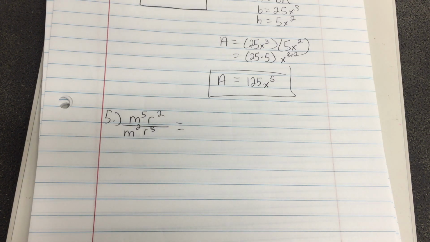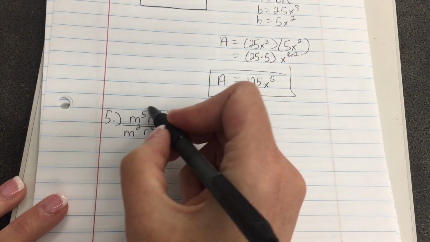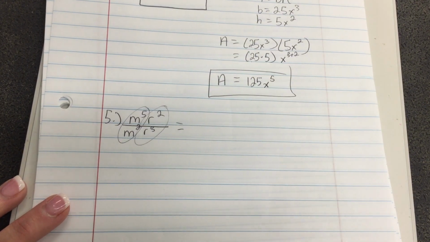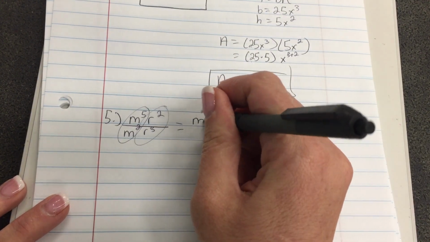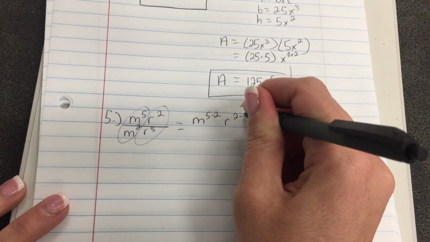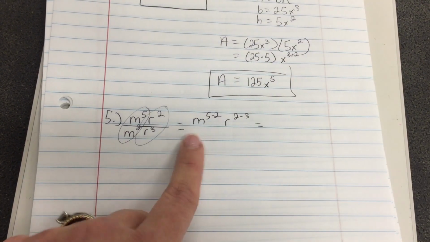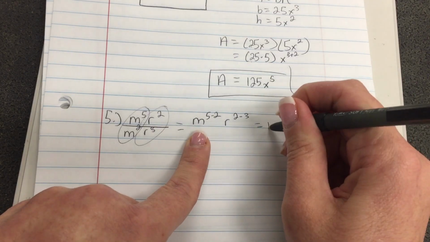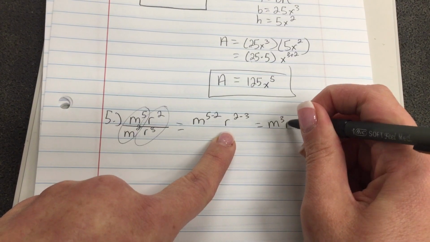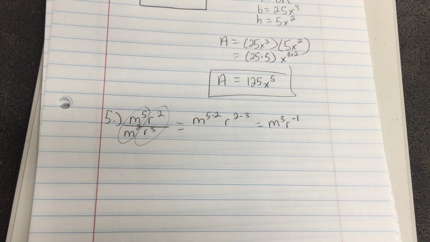And we subtract the exponent in the denominator from the numerator exponent, but you have to remember their bases must be the same. So you're looking at the m's together and the r terms together. So we're going to say m to the 5 minus 2 and r to the 2 minus 3. All right, so we simplify: 5 minus 2 is 3, and r to the negative 1.